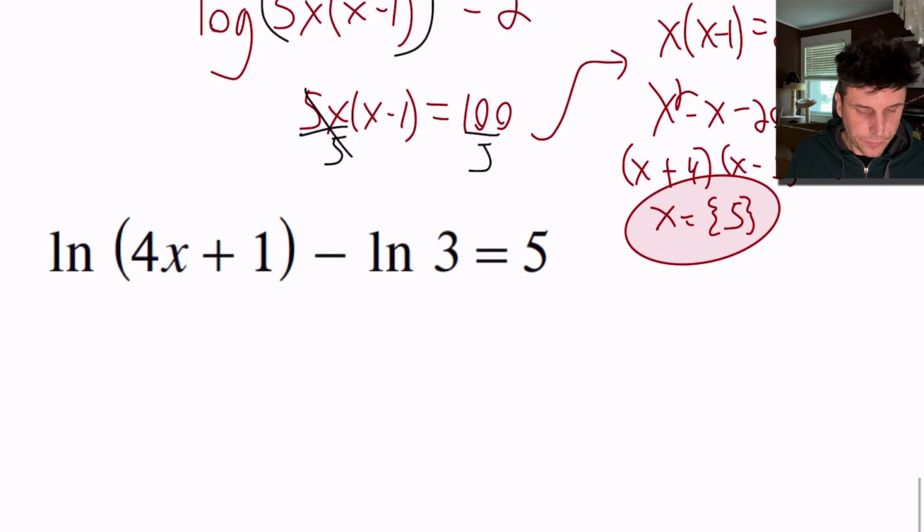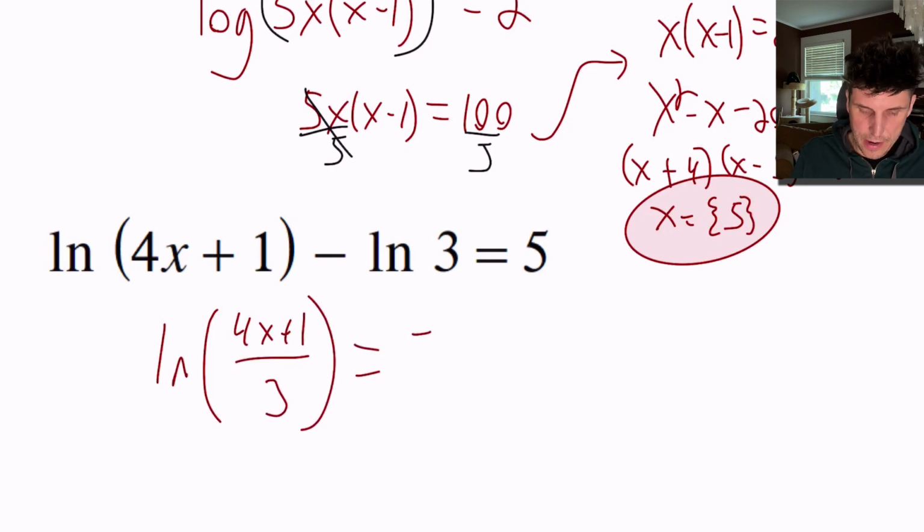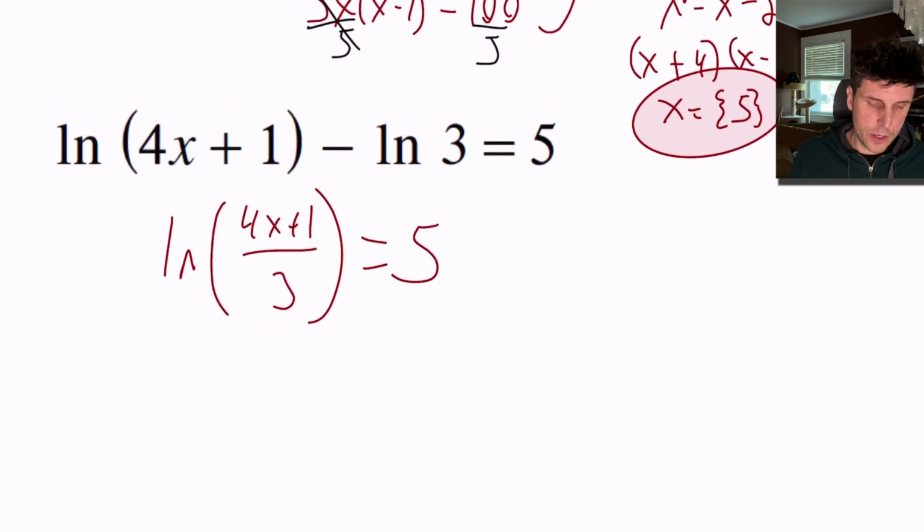Last thing, ln of 4x plus 1 minus ln 3 is equal to 5. Pause the video, try this out. Condense, hint, okay. All right, welcome back. We're going to go ln of 4x plus 1 divided by 3 equals 5. ln is log base e, so we're going to convert this to exponential form. So we have 4x plus 1 divided by 3 equals e to the 5th power.